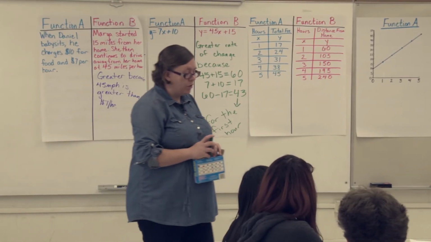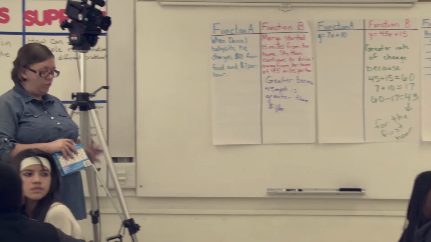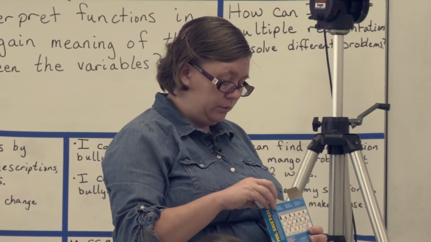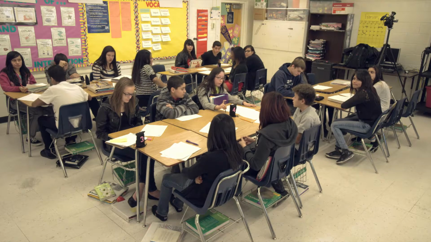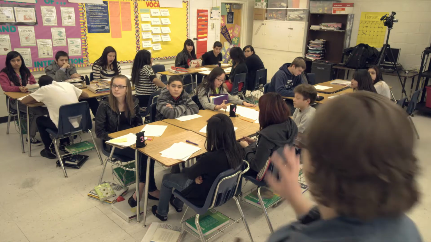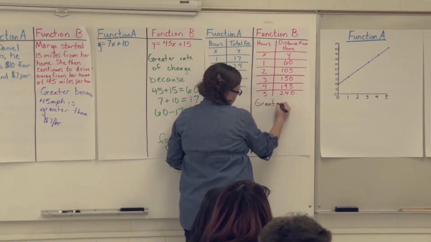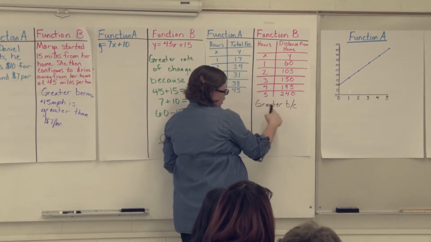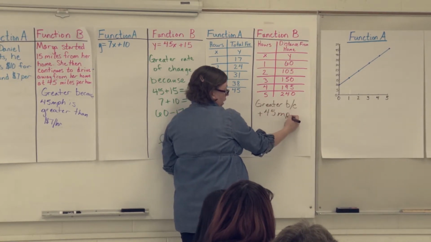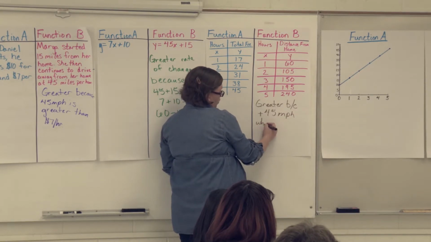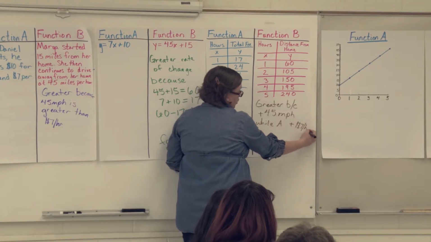What about from the table? How do you know from the table? Gladys? I know this based on the table because function B, the distance from home adds up to 45, while function A adds 7 to the 50. So which function? I missed that part. Function B adds 45 to the distance, and function A adds $7 to the 50. So it's greater because it increases by 45 miles per hour, while A increases by $7 per hour.